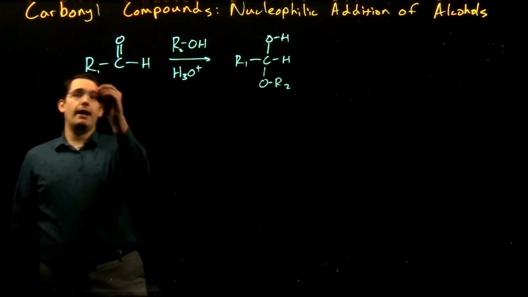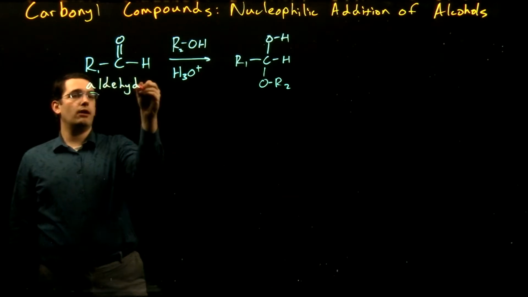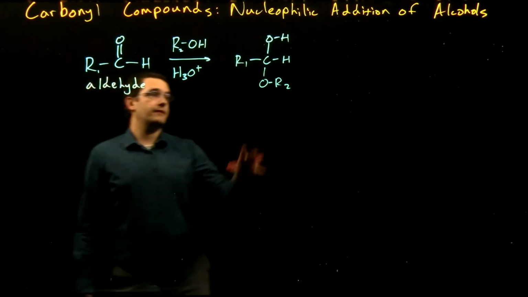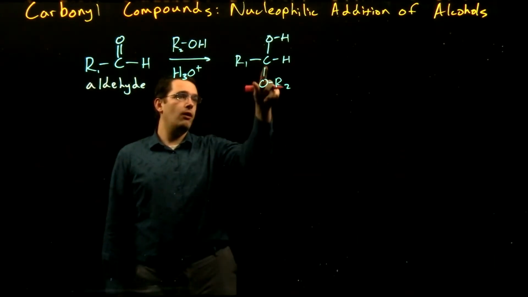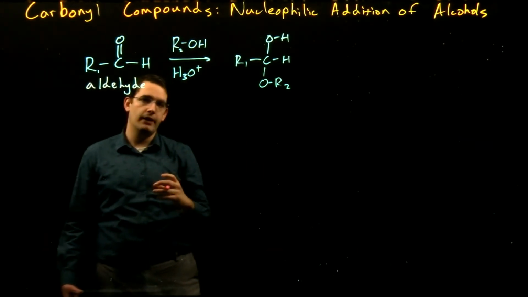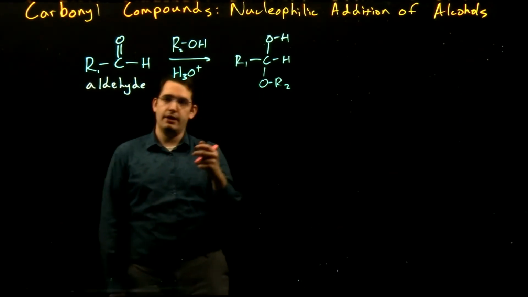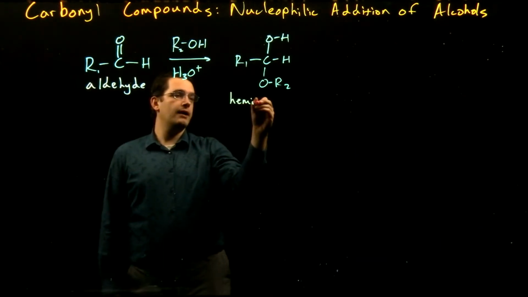So we started from our aldehyde here, and our product now no longer has that carbonyl carbon-oxygen double bond. So this is actually a new functional group. It looks kind of like an alcohol, but it's an alcohol that also has another bond to an oxygen, with then, of course, another carbon chain attached to it as well. So we're going to call this a hemiacetal.